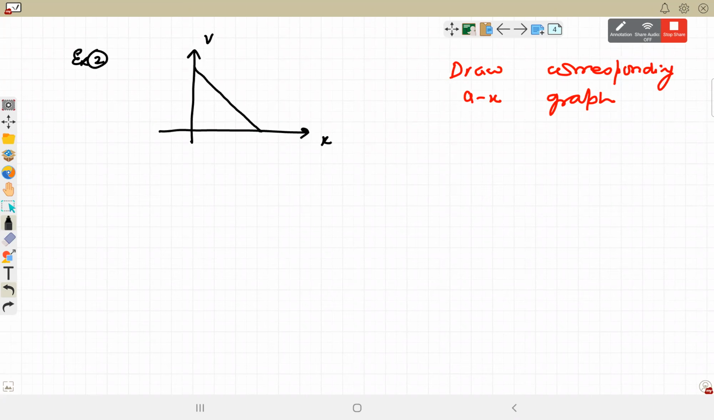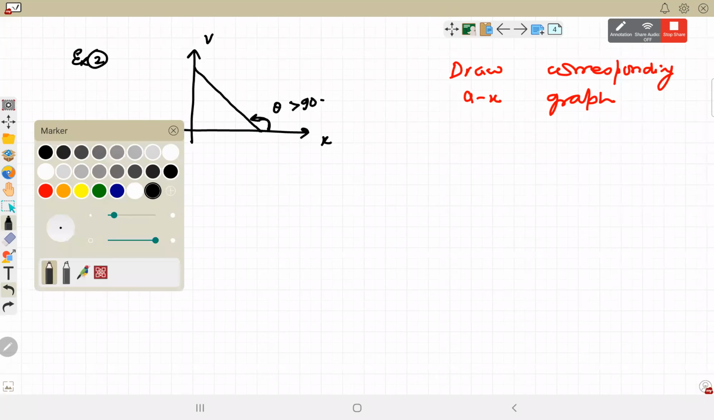Y is equal to mx plus c. Yes, sir. In this, m is positive or negative? Aditya, negative? Yes, sir. Because of the angle that the line makes with the x-axis.